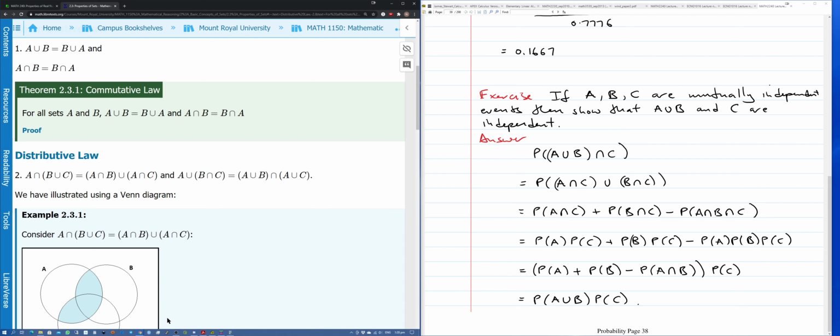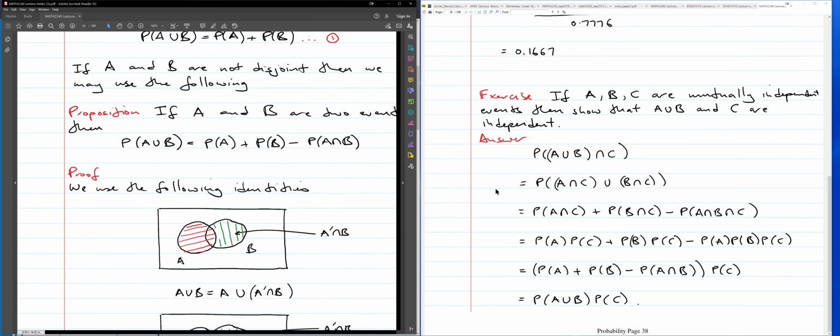And now I'm going to use my additive law. I have the probability of the union of two events. So I have the union of two sets, A intersects C and B intersects C. Using this additive law, it's probability A intersects C plus probability B intersects C minus the probability of the intersection of A intersects C and B intersects C. If you take that intersection, that's going to give you A intersect B intersects C.